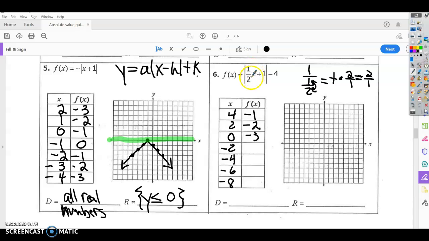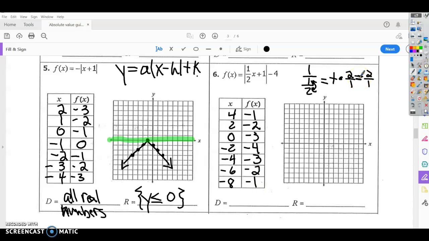Half of -2 is -1. Plus 1 is 0. So this would be -4. And then half of -4 is -2. -2 plus 1 is -1. That becomes +1 minus 4 is -3. Half of -6 is -3. -3 plus 1 is -2. Absolute value of that is 2. Minus 4 is -2. Half of -8 is -4. Plus 1 is -3. Absolute value is 3 minus 4, or -1.